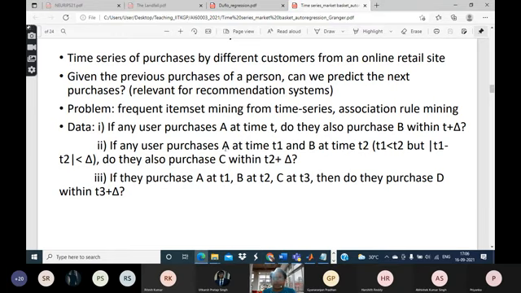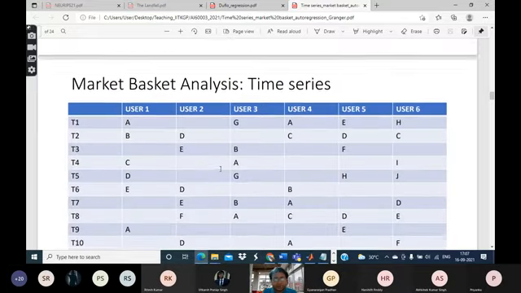Suppose we know that at time t1 the user has purchased A, and at time t2 the user has purchased B, where t1 and t2 are close to each other. Then can we say that the next turn is of C? That is, given that A and B have been purchased in the recent past, can we say that next C is going to be purchased? These are the kinds of questions which we will try to answer from the data.